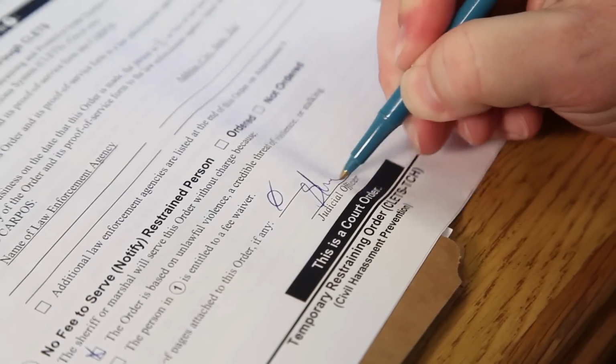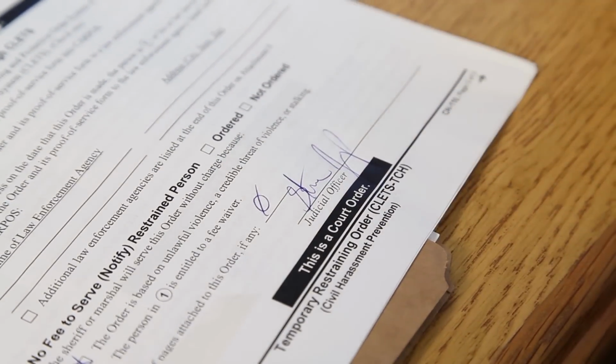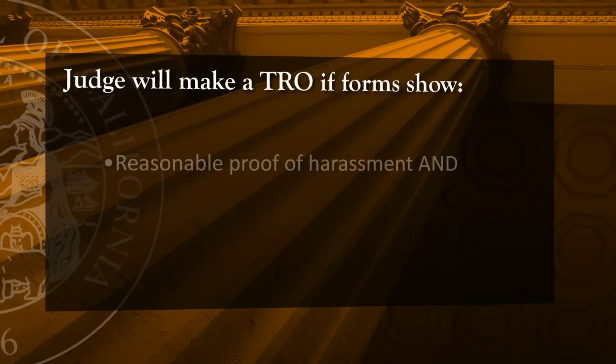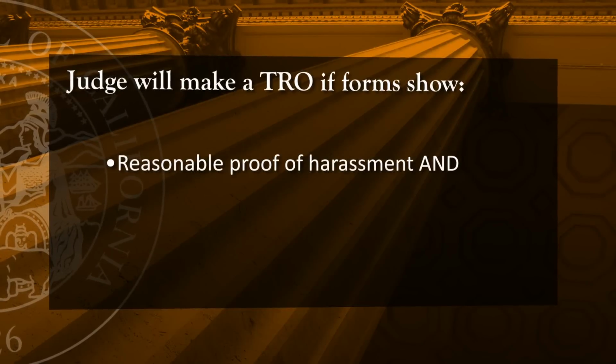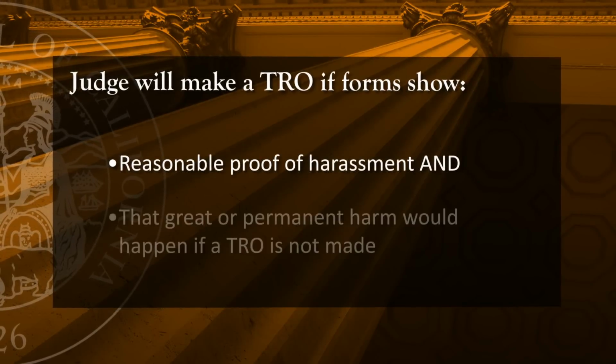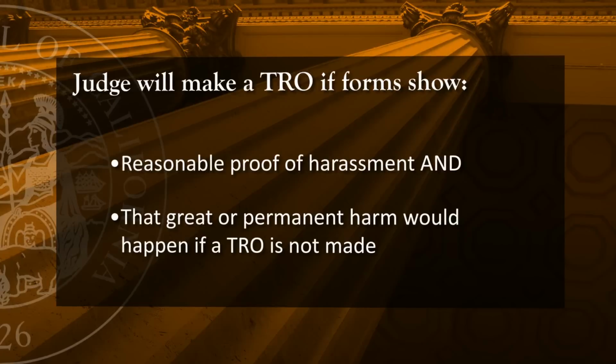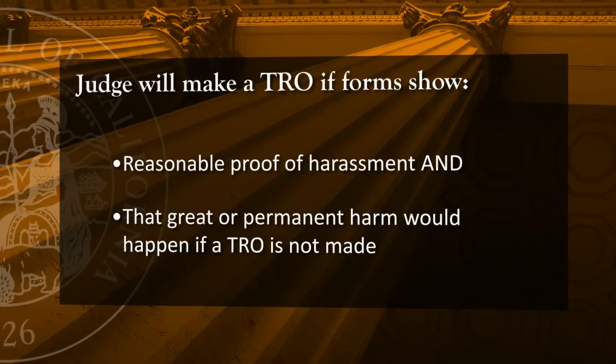If you ask for a temporary restraining order, a judge will decide whether to make the TRO by the end of the day or the next court day. The judge will make a TRO if he or she decides that your forms show reasonable proof that the restrained person harassed you and that great or permanent harm would happen if a TRO is not made.